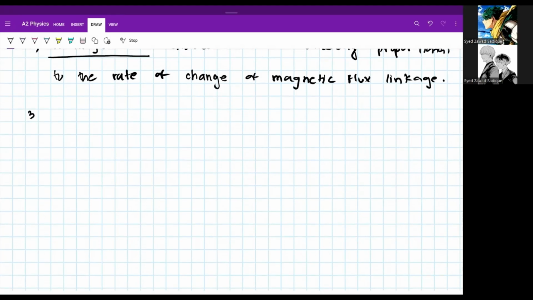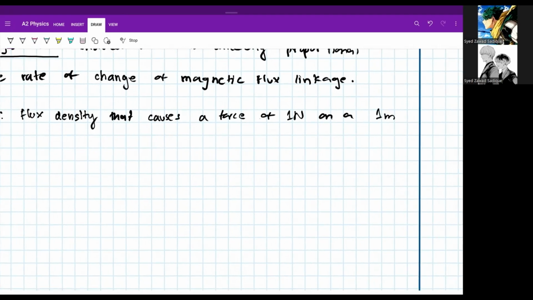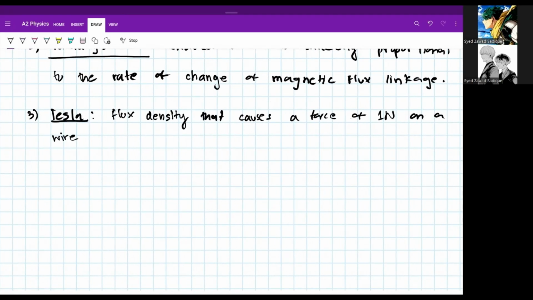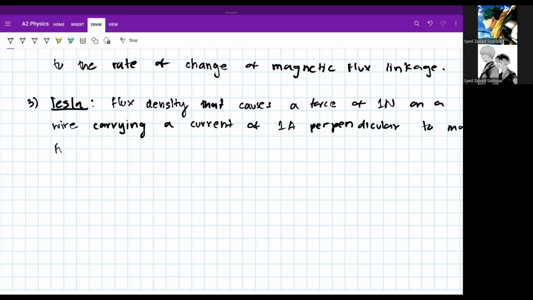Okay, number three is Tesla. Tesla is flux density that causes a force of 1 Newton on a 1 meter wire carrying a current of 1 ampere perpendicular to magnetic field.